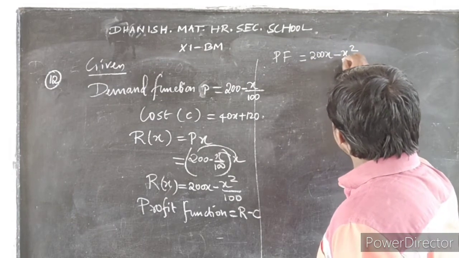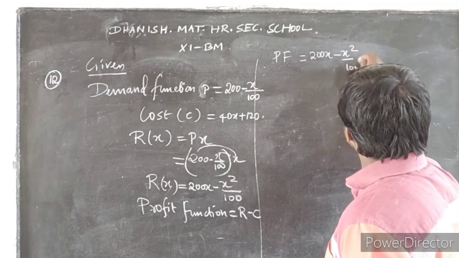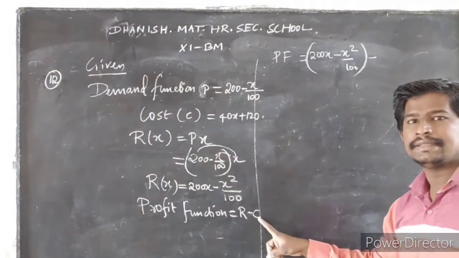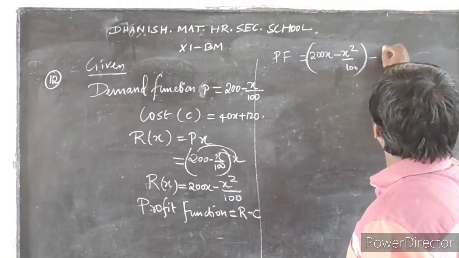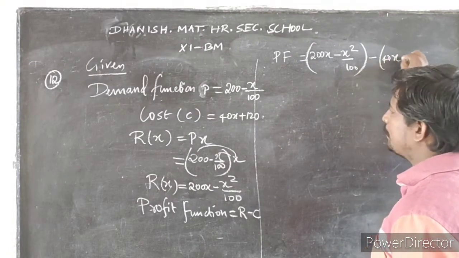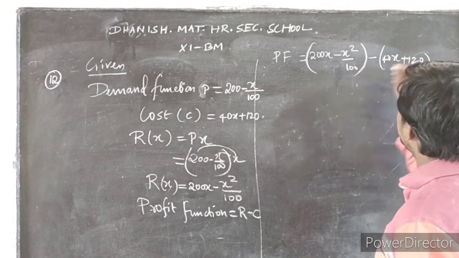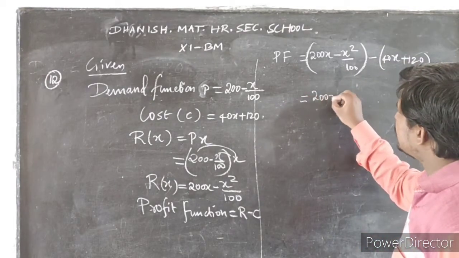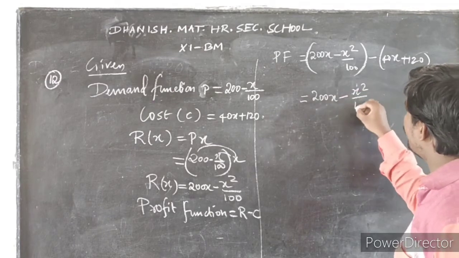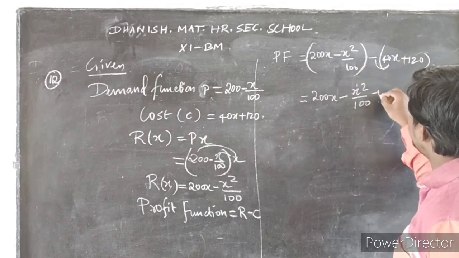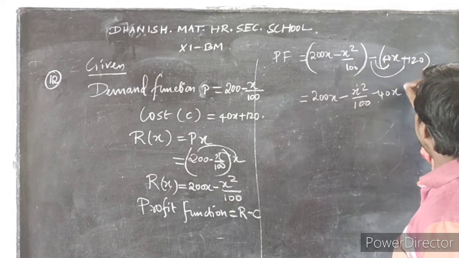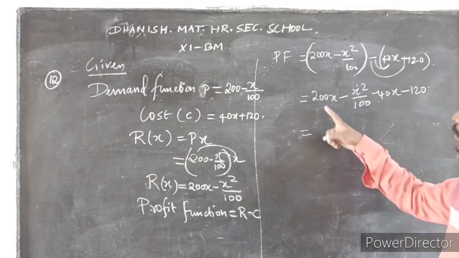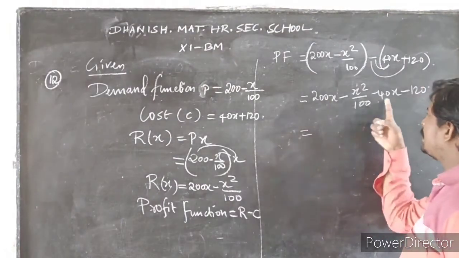200x minus x squared by 100, minus cost. What's our cost? 40x plus 120. Now this is equal to 200x minus x squared by 100 minus 40x minus 120. Now this is equal to 200x minus 40x.